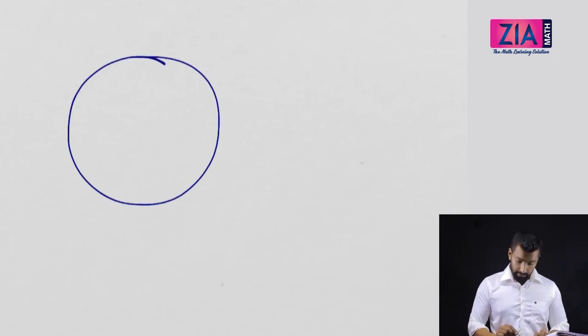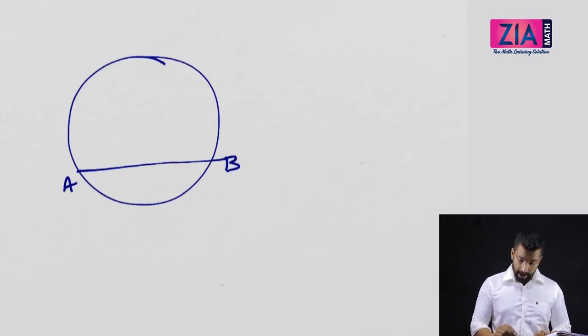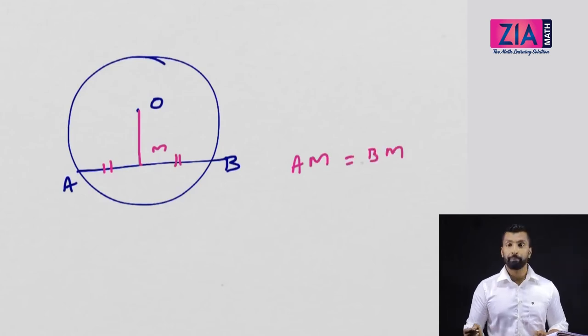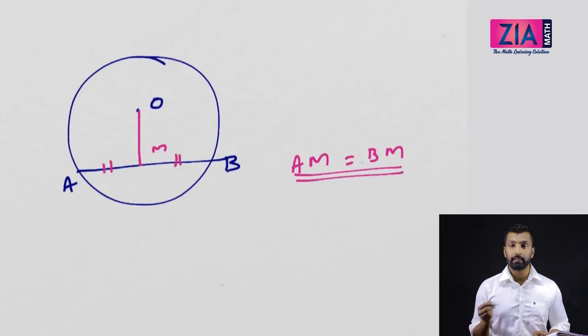Now the next property is, take a circle and consider a secant. AB is the secant and O is the center. You drop a perpendicular from the center to the secant, touching it, and name it OM. If you draw the perpendicular to bisect the secant, this length and this length will be equal. So AM is equal to BM. That is the third property.